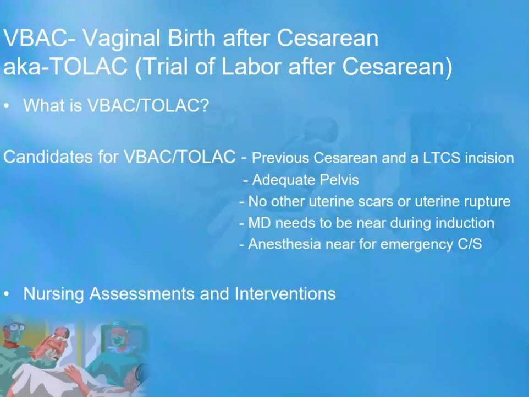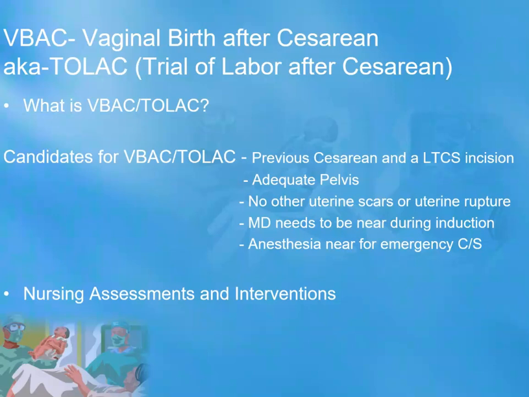VBAC. We kind of talked about this a little bit in another lecture, but a VBAC is a vaginal birth after cesarean, or you might hear it expressed as a TOLAC, a trial of labor after cesarean. Who are candidates for this? Okay, previous C-sections with a low transverse C-section incision. So somebody that has like the small bikini cut, okay?